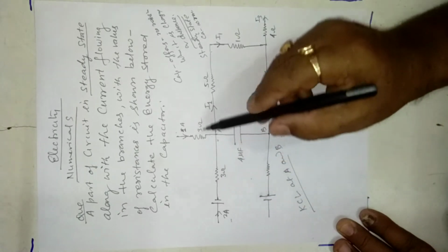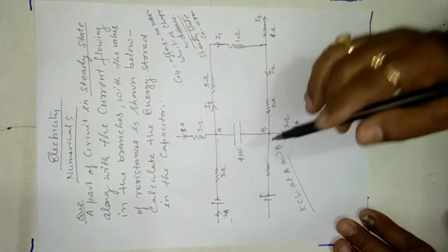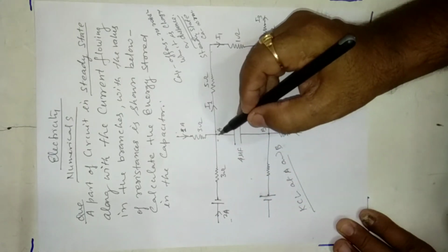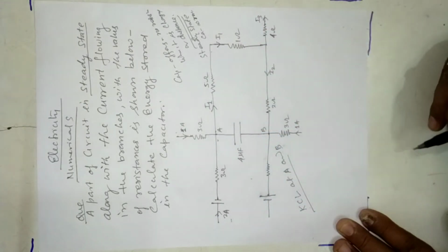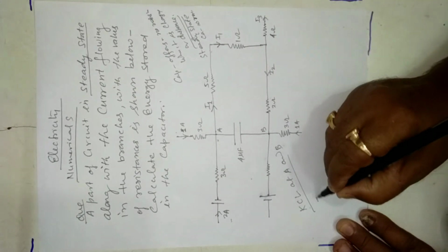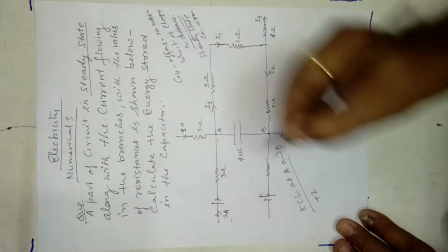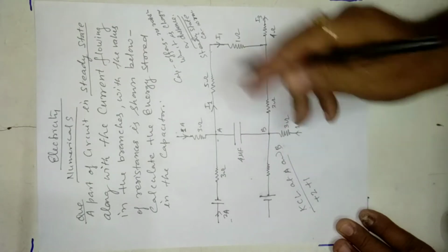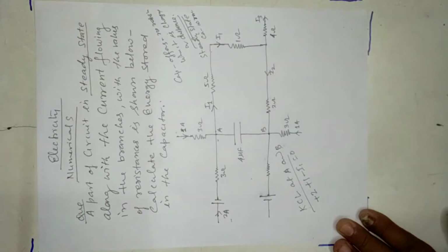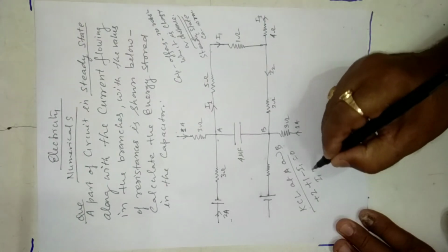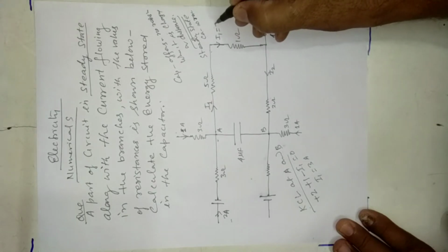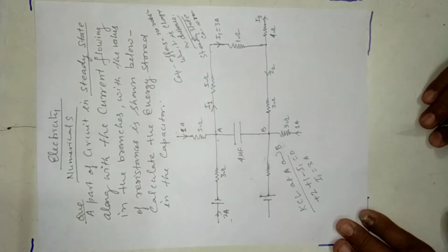So according to direction taken in KCL, the current is taken positive when it is moving towards the point and negative when it is leaving out of point. So we can write here +2 and then +1 and then minus I1. This will be 0, and therefore I1 will be equal to 3 ampere. So we have got here I1 is equal to 3 ampere.